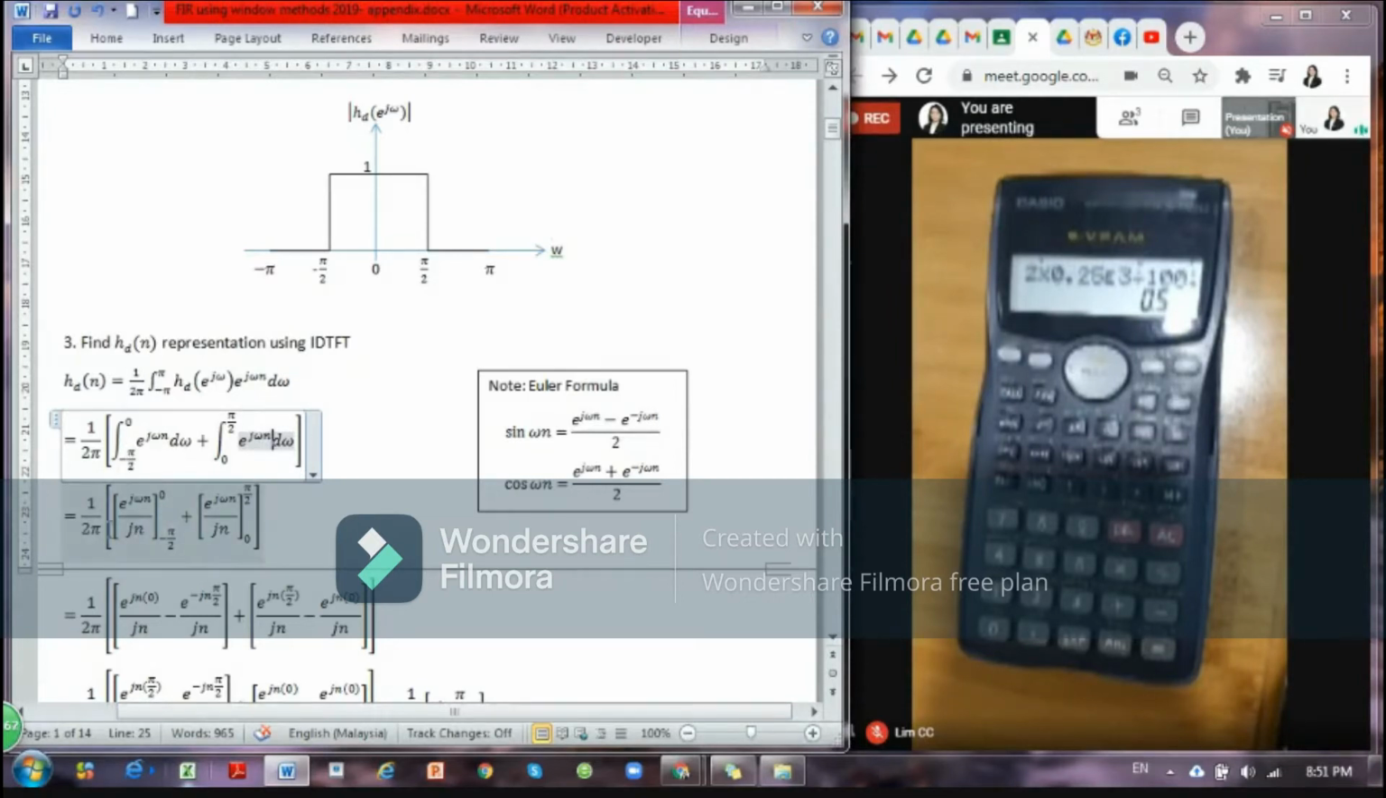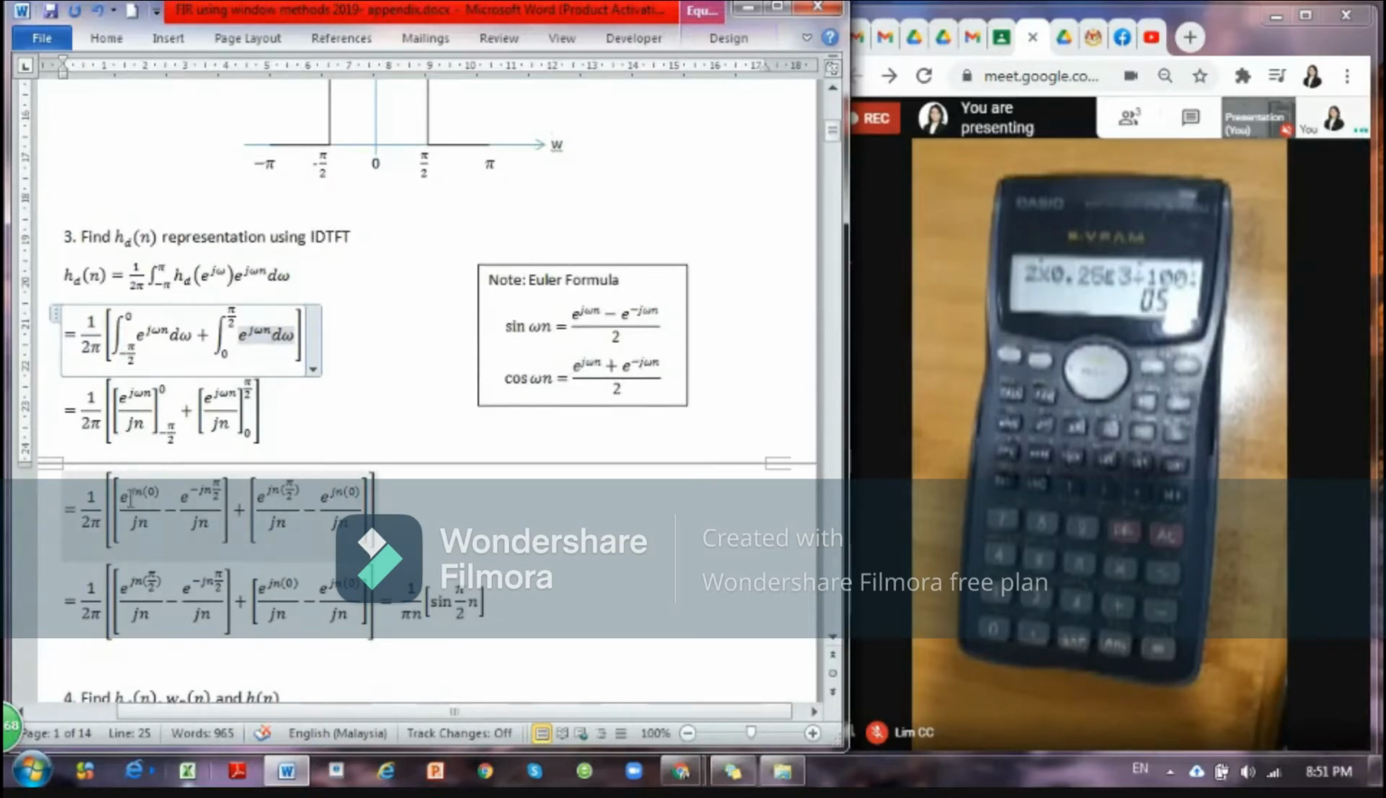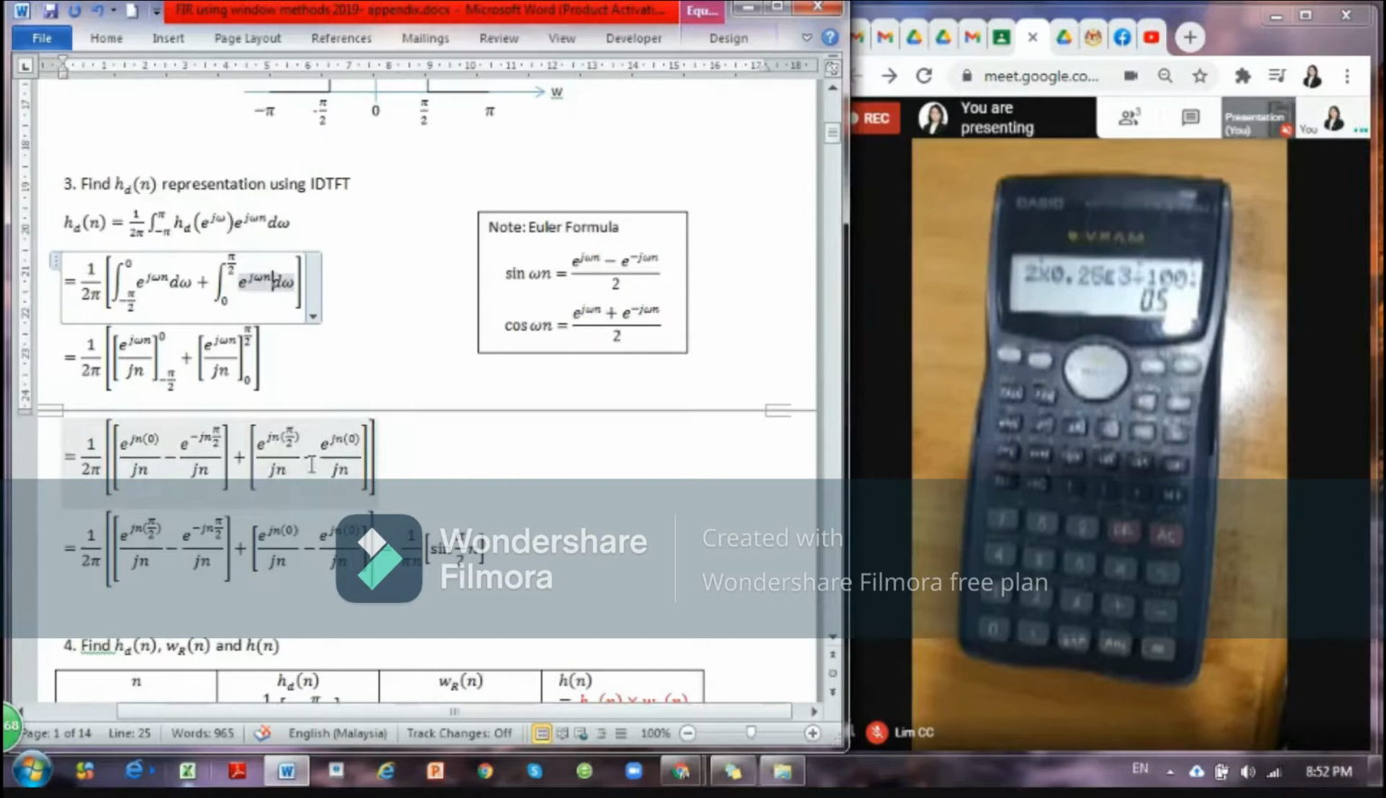Now after integrating, you will get exponential j omega n divided by jn. Then you substitute negative pi divided by 2 until 0 into your equation. Substituting 0: exponential j times 0 divided by jn, minus exponential of minus j n pi divided by 2 divided by jn, because this is minus pi divided by 2. And then we plus exponential j n pi divided by 2 divided by jn, minus exponential jn times 0 divided by jn. So we take the above minus below, then we get this equation.